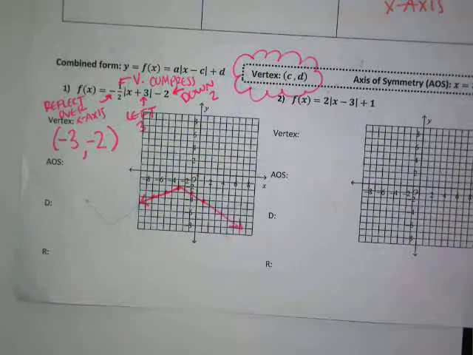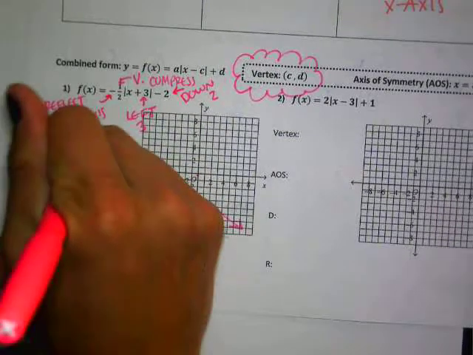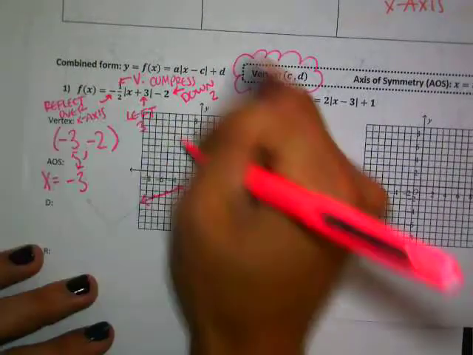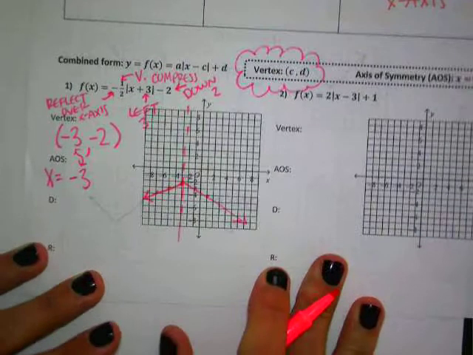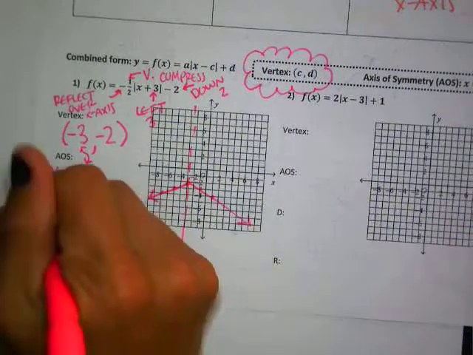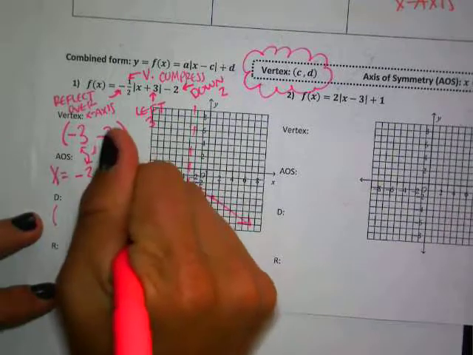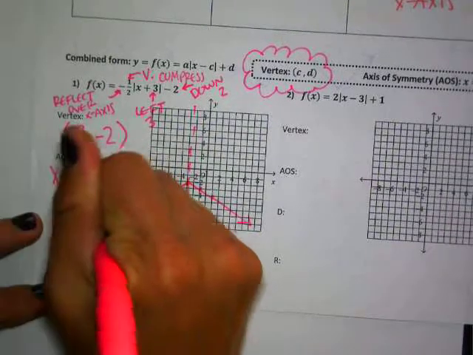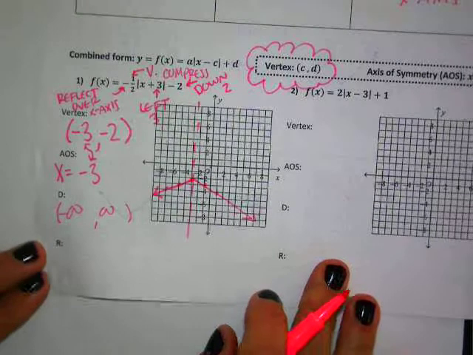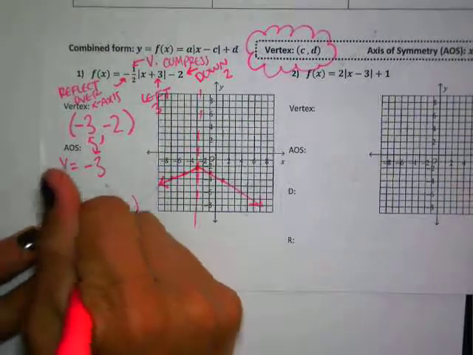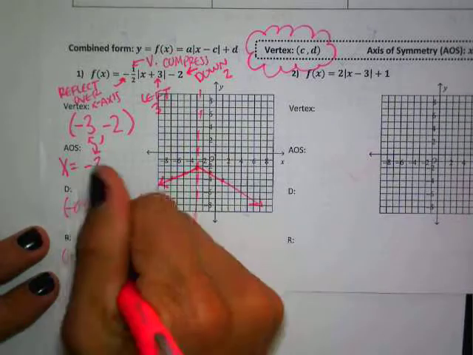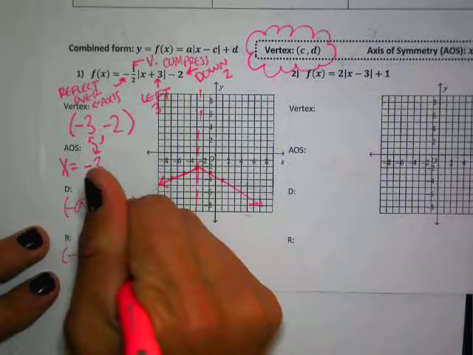All right, axis of symmetry. Where can you fold your graph in half? At -3. The axis of symmetry and the x value in the vertex should be the same thing. All right, the domain. What's the domain for all absolute values? All real numbers, -infinity to infinity. For the range, how far down are you going? -infinity, and how far up? -2. Very good.